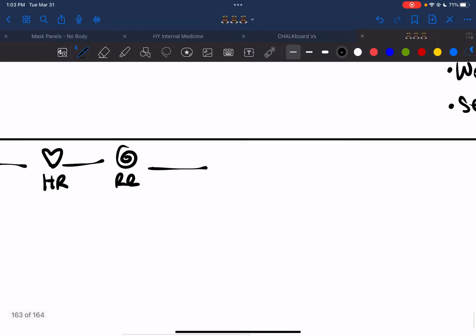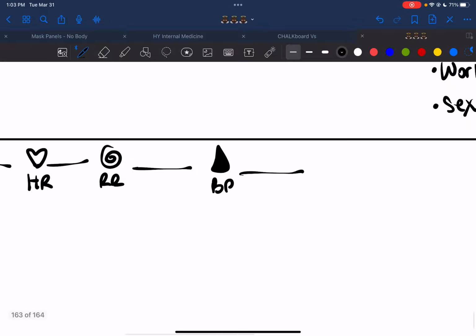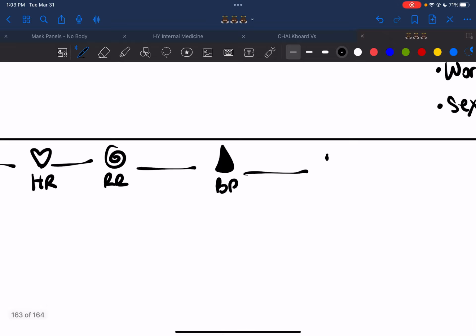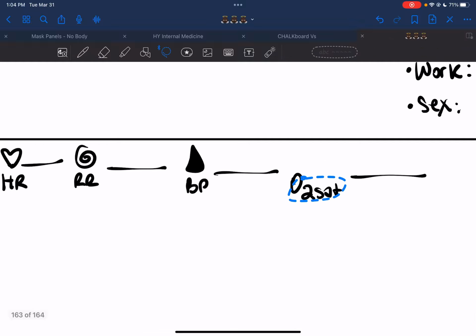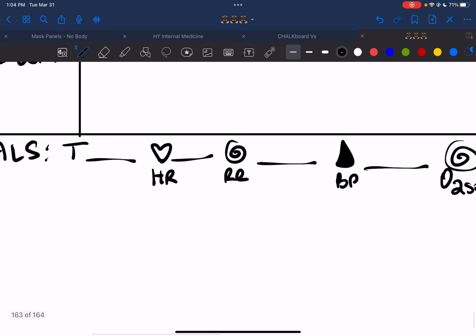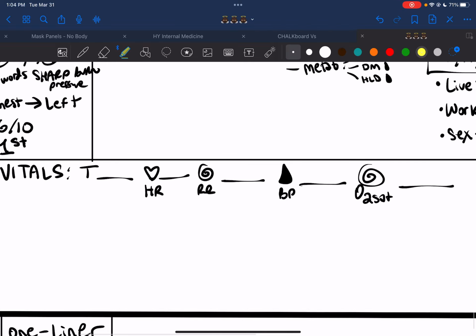Then you have the heart and lungs again, because you have the blood pressure, which is relevant to the heart, and you have the O2 sat, which is relevant to the lungs. So that's basically your vitals. Heart and lungs, heart and lungs. The only exception is the temperature, because you want to know if they have a fever or not. They're either febrile or afebrile. Okay, so those are your vitals.